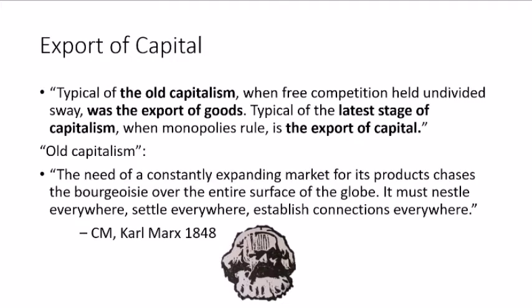But again, in the old capitalism, so to speak, everything's centered around commodity production, or what he says here is the export of goods. All right, we need to make stuff, and then we need to sell that stuff to make money. That was the old capitalism. The new capitalism is different, because now we have monopolies. So competition is not as relevant as it once was. And now what we're focused on is exporting capital. So let's get into that.